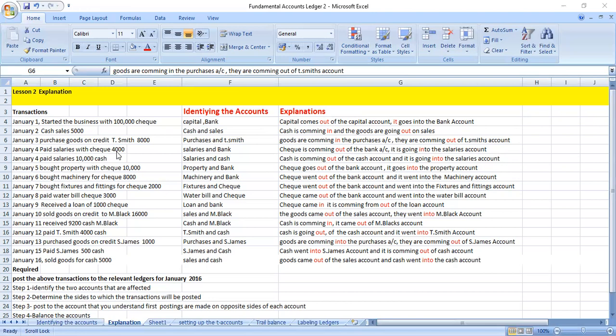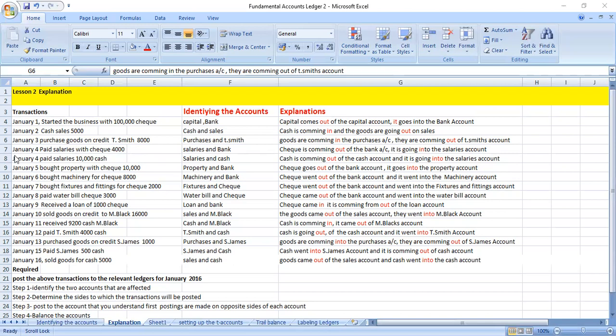January 4, paid salaries with check $4,000. The two accounts that are affected are salaries and bank. Remember, check represents bank. So the check is coming out of the bank, and it is going into the salaries account. That is where the money went. It came out of the bank account and it went into the salaries account.